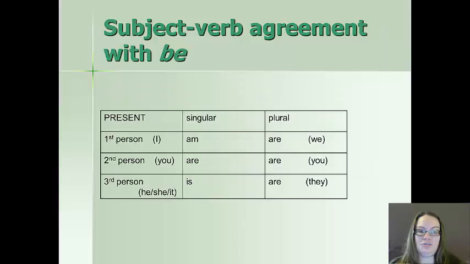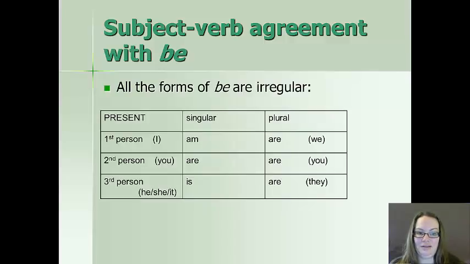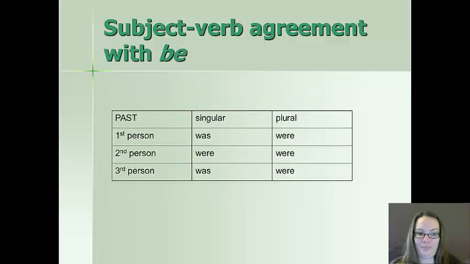Here's a chart that shows us what the subject-verb agreement looks like for the verb to be. Okay, you can see that in the first person singular, we would make it agree with I am. But in the first person plural, we would make it agree with we are. Okay, all forms of to be are irregular. Here we have the past examples. Okay, so I was, we were.